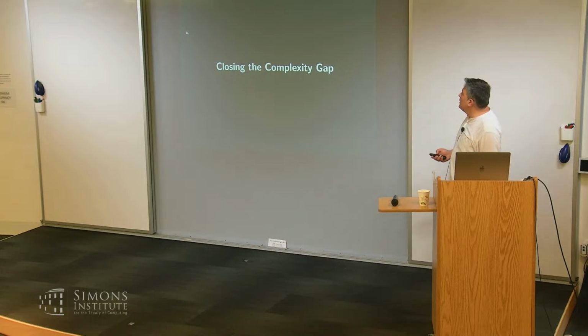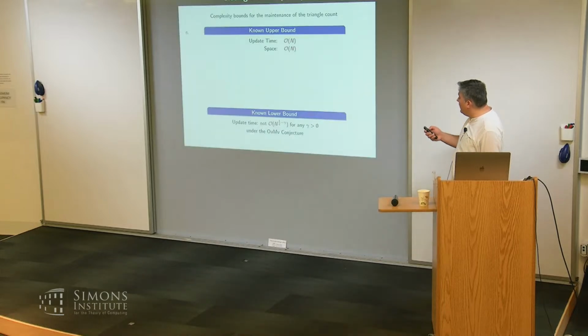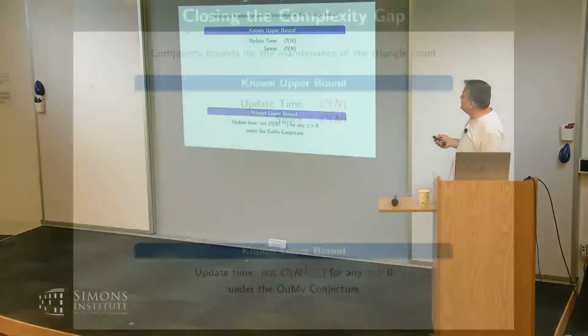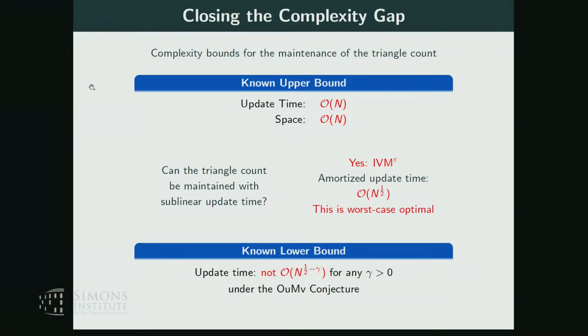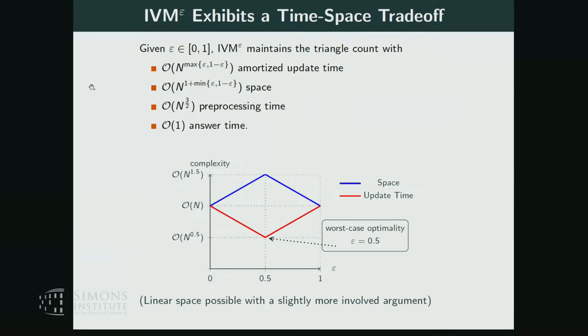So now let's see whether we can close the complexity gap. So we know we have these known upper bounds, and we have some known lower bounds now. Can we maintain the triangle count with sublinear update time is the question, and the answer is yes. We can maintain it with this amortized update time. And this would be worst case optimal. So let's see actually how we can achieve that.